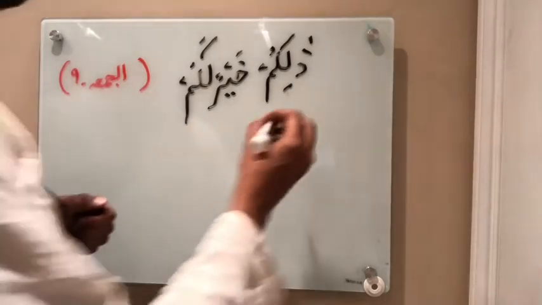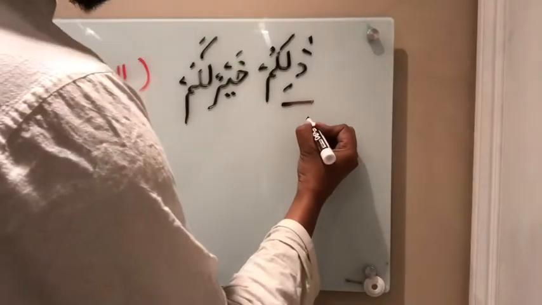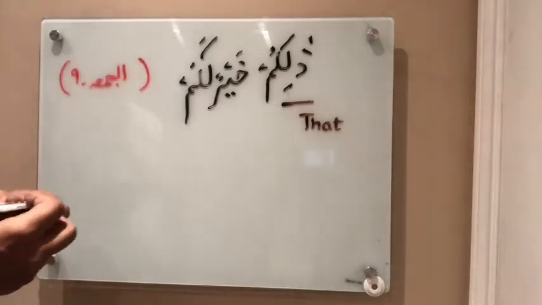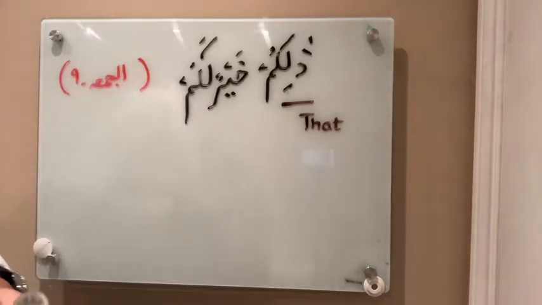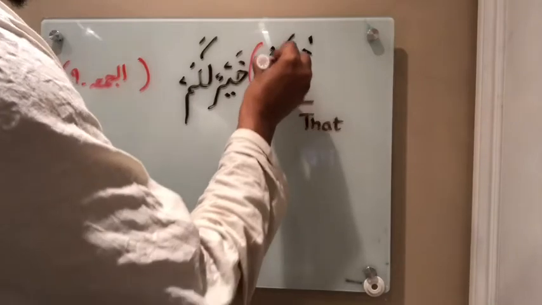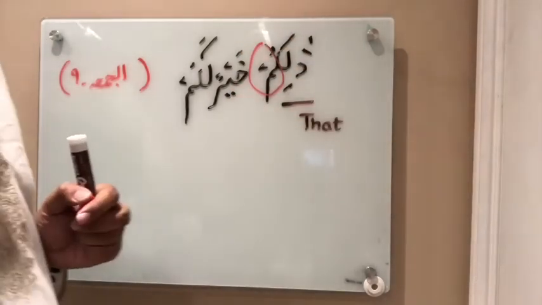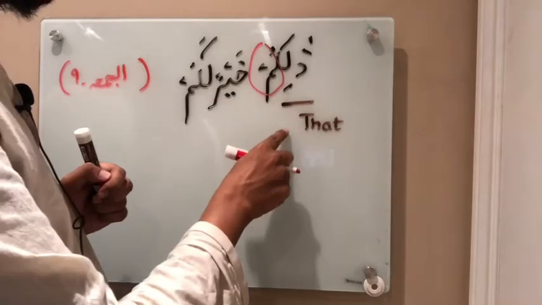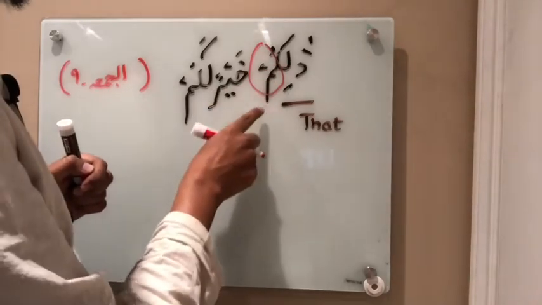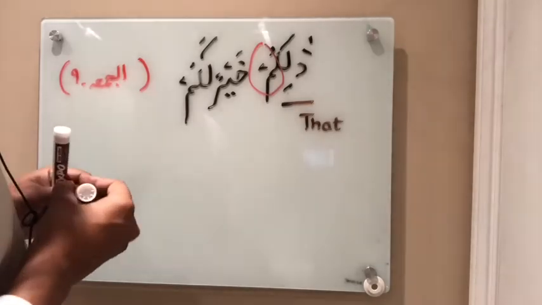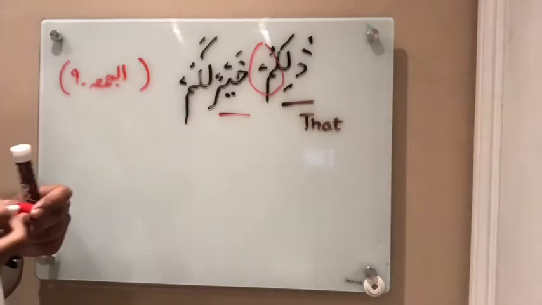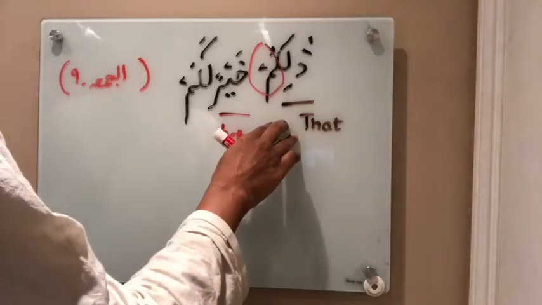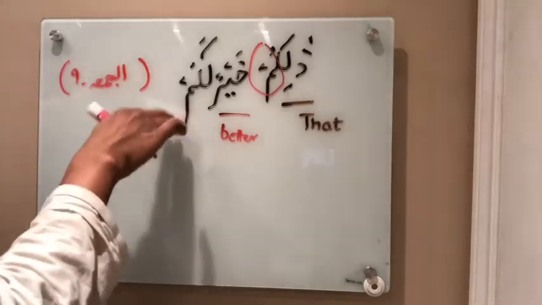Zalik means, we just learned, haza means this, zalik means that. Zalikum, so it's like kitabukum. That is for you. That zalikum, that is for you. Khairul lakum. Khair means good, right? So that for you is better, again for you.